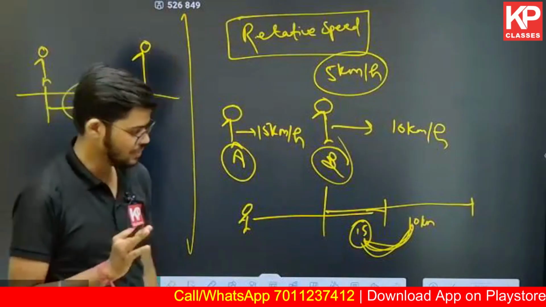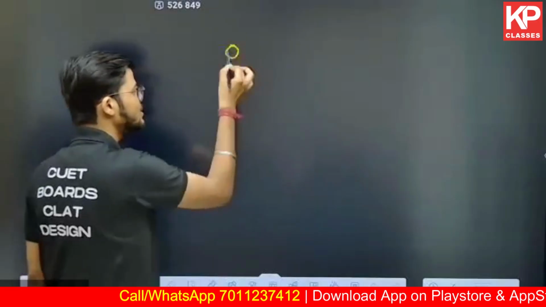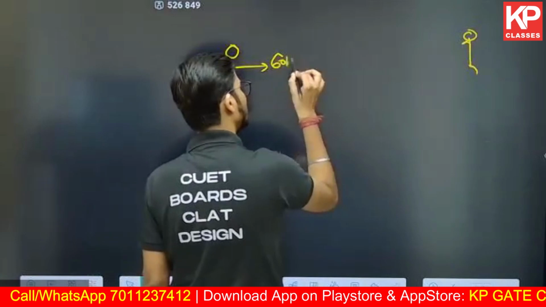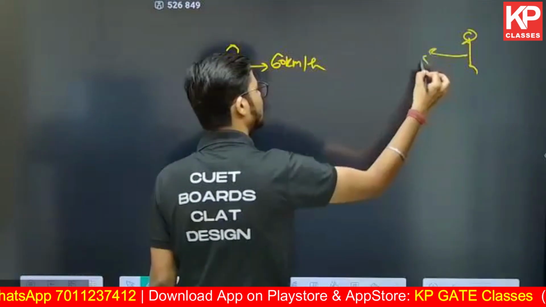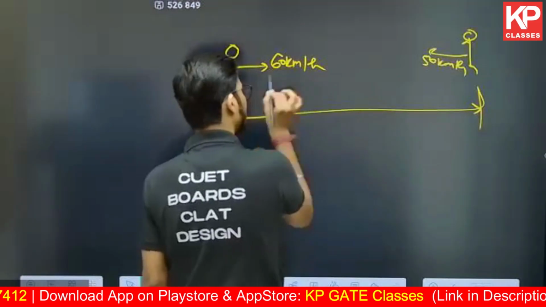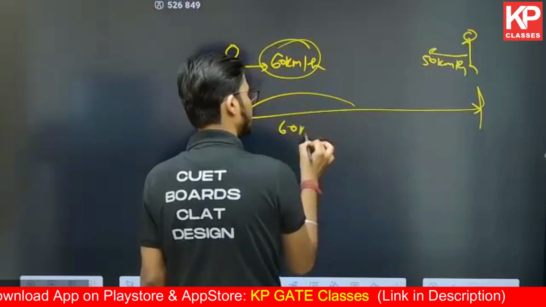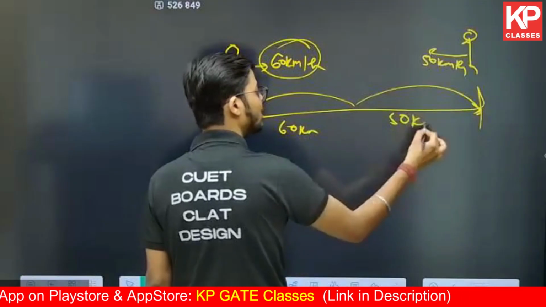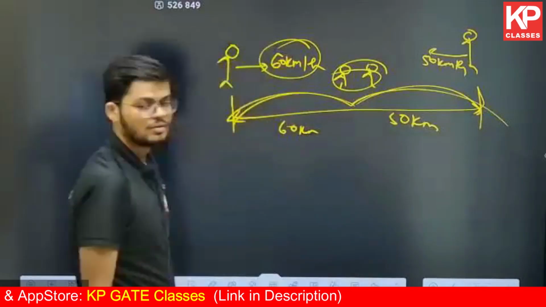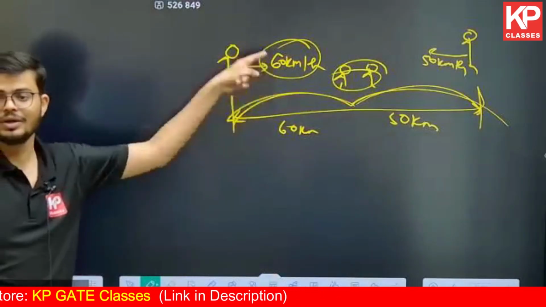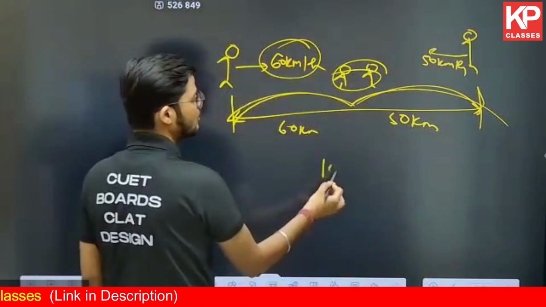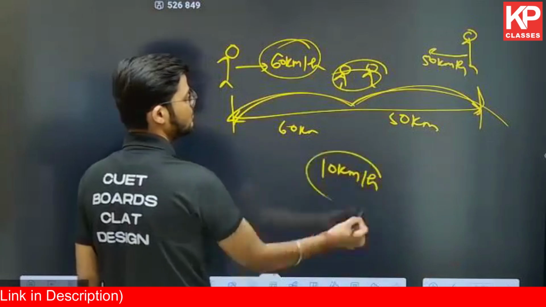So in these cases, there are two examples. In case of relative speed, try to understand what these are. If two persons are coming toward each other from different points, one is coming at 60 kilometer per hour, another is coming at 50 kilometer per hour. Now you know that in 1 hour, he will cover 60 kilometer and the other will cover 50 kilometer. So what distance have they traveled with respect to each other? They have covered a distance of 110 kilometer. So their relative speed will be 110 kilometer per hour. But if they are going in the same direction, the relative speed will be 10 kilometer per hour. This is the concept of relative speed.